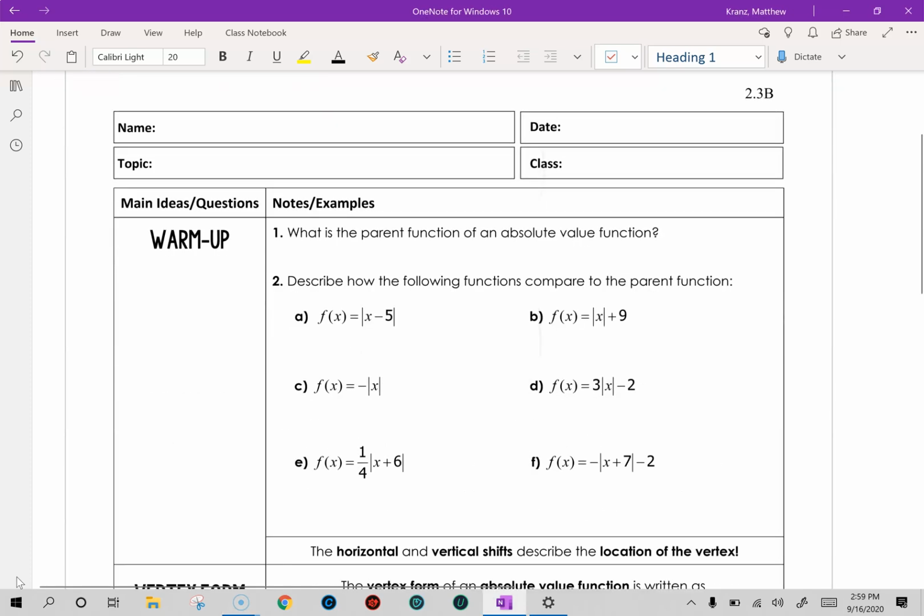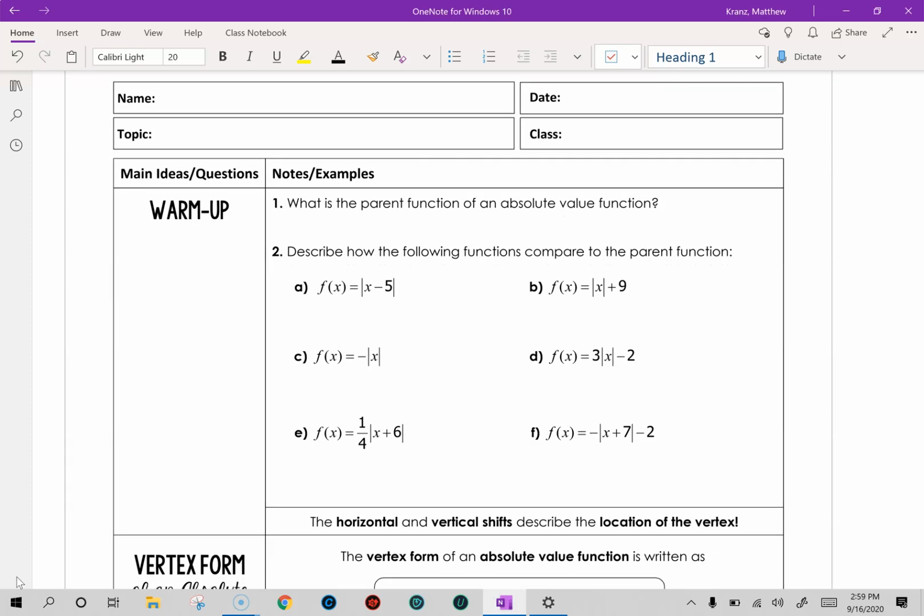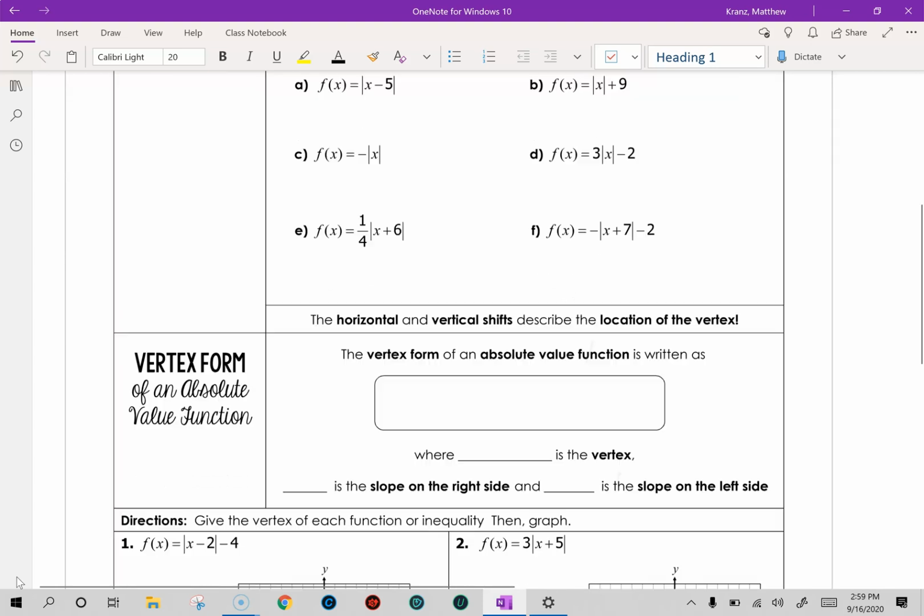So what this lesson starts with is a warm-up from 2.3a and I believe 2.2 a little bit. So I'd like you to go ahead and work on 1 and 2, which we will go over in class.